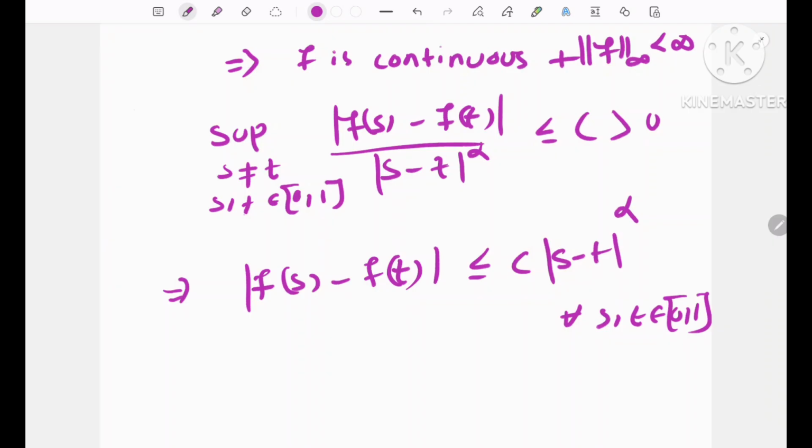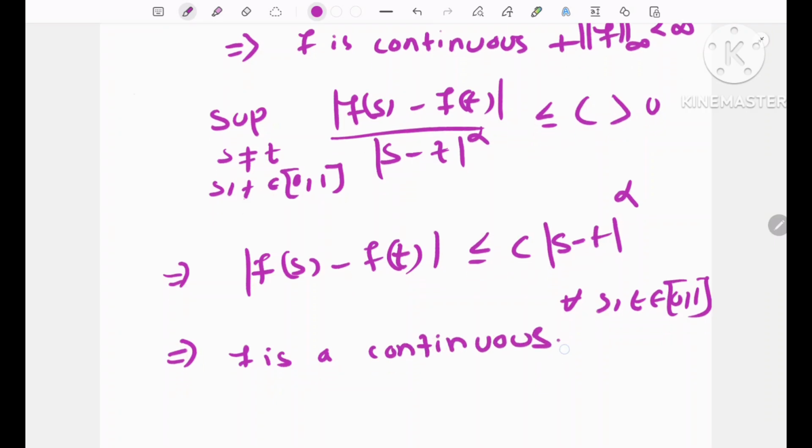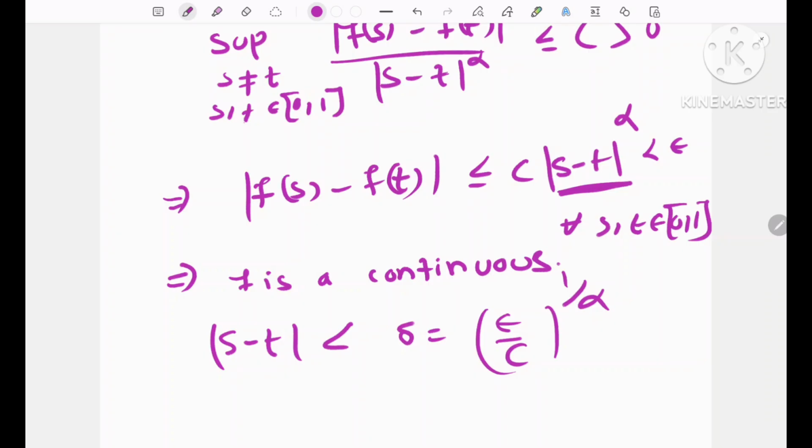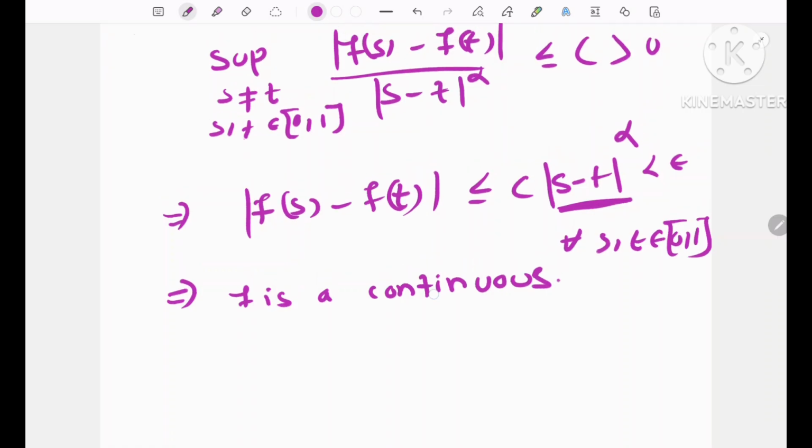And this implies that f is a continuous function. How? You can verify it: if you take any epsilon greater than 0, then you can find a delta, which is nothing but (epsilon by c) to the power 1 by alpha, where c is a positive quantity. If |s minus t| is less than this delta, then by using the standard definition of continuity you can show this is a continuous function. So continuity is not a problem.